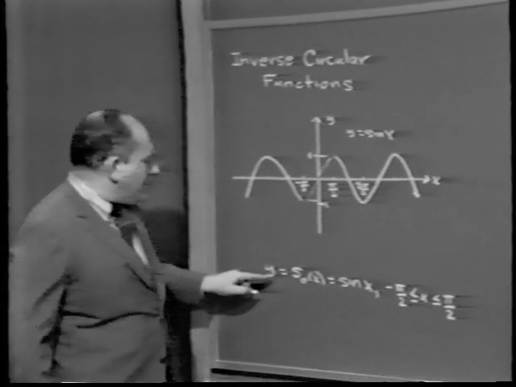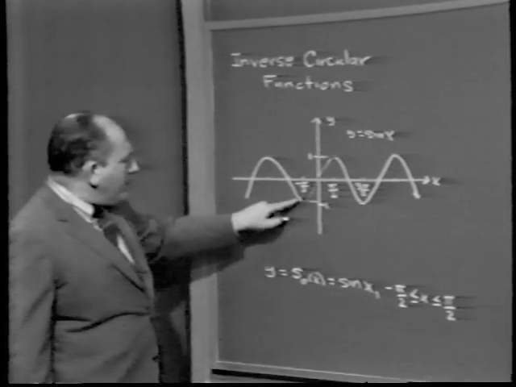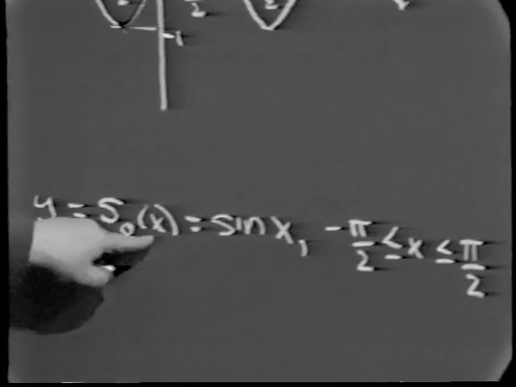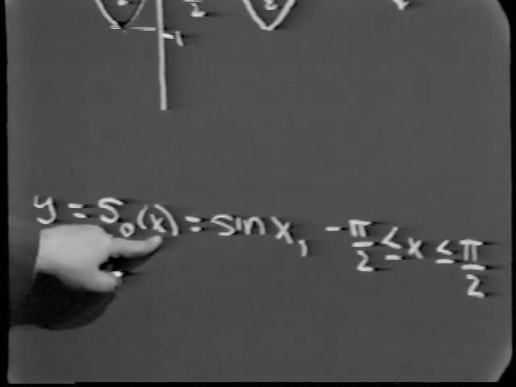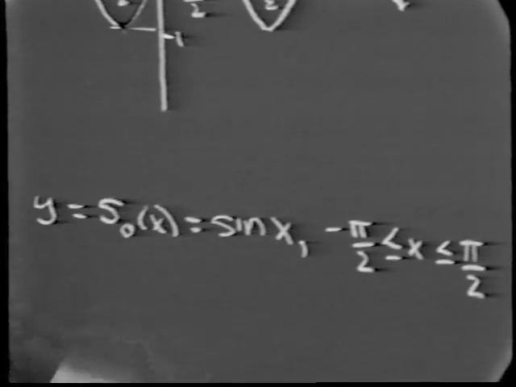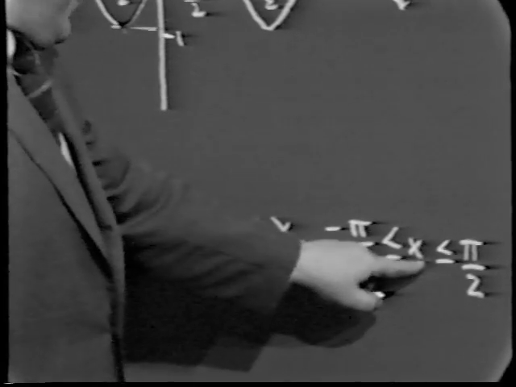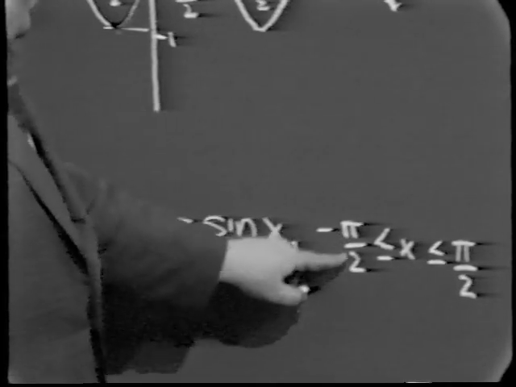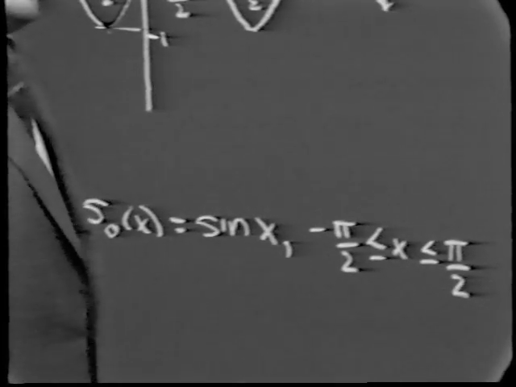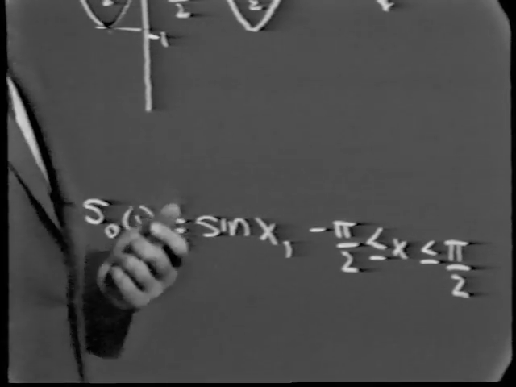Well, why not do something like this? Let me invent a new name. Let me call this curve S sub 0 of x, where S sub 0 of x is defined to be sine x, provided that x is in the closed interval from -π/2 to π/2. Again, be very, very careful.